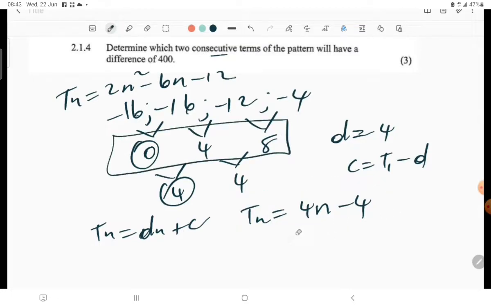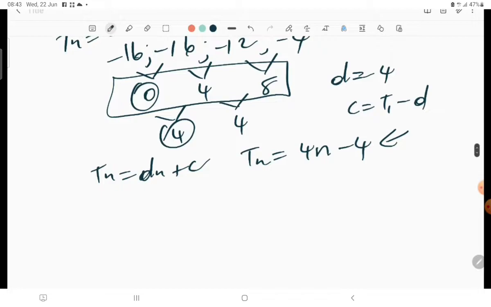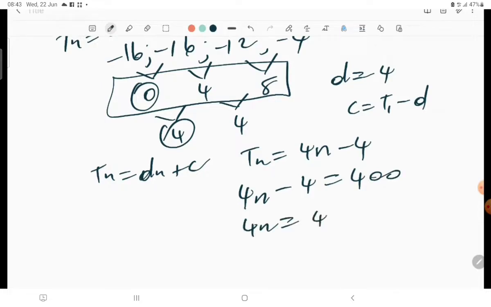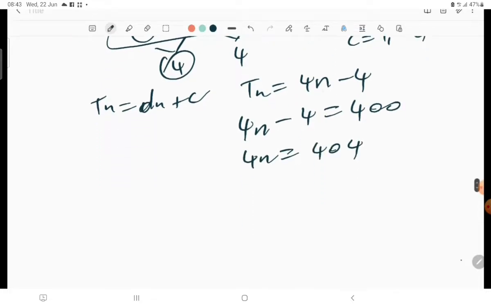If this is the formula for the first difference and we are given the first difference, which is 400, we can just equate this formula to 400 and look for the value of n. So 4n minus 4 is equal to 400, therefore our 4n is equal to 404. When we transpose this negative 4 to that side, our n becomes 101.